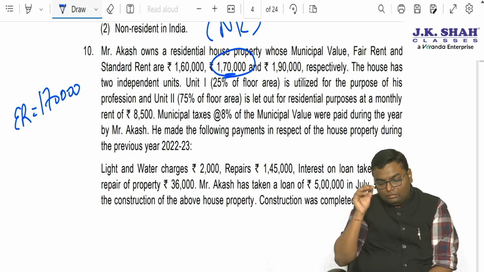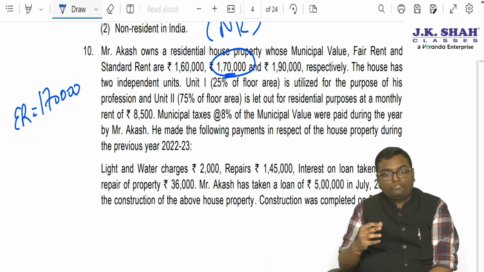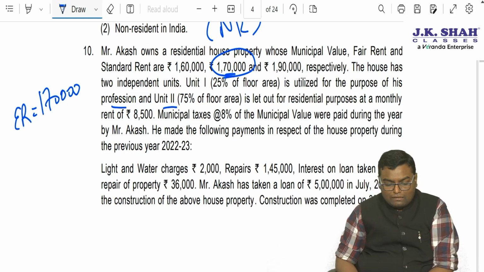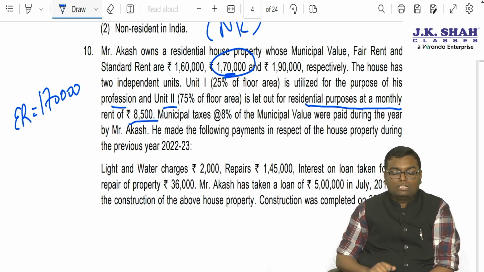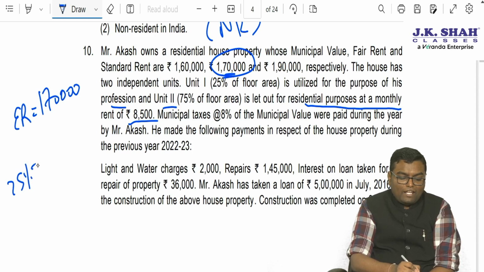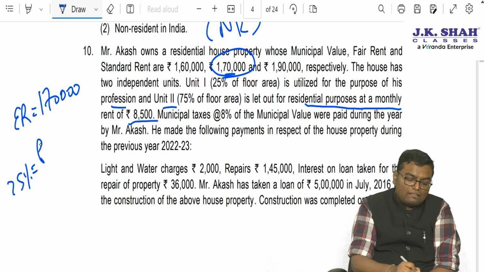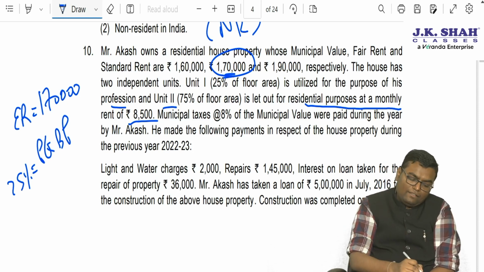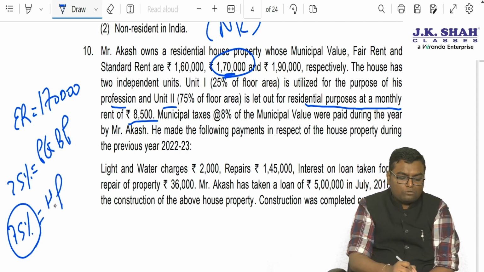Further, they are saying the house has two independent units. Unit 1, which occupies 25% of the floor area, is utilized for the purpose of his own profession. And unit 2, which occupies 75% of the area, is let out for residential purpose for a monthly rent of 8,500. So from this entire house property, 25% belongs to business. Whatever is the income and whatever is the expense related to 25% of the area, that will be dealt with in the PGBP chapter. And whatever relates to 75% of the house property will be dealt with in house property.